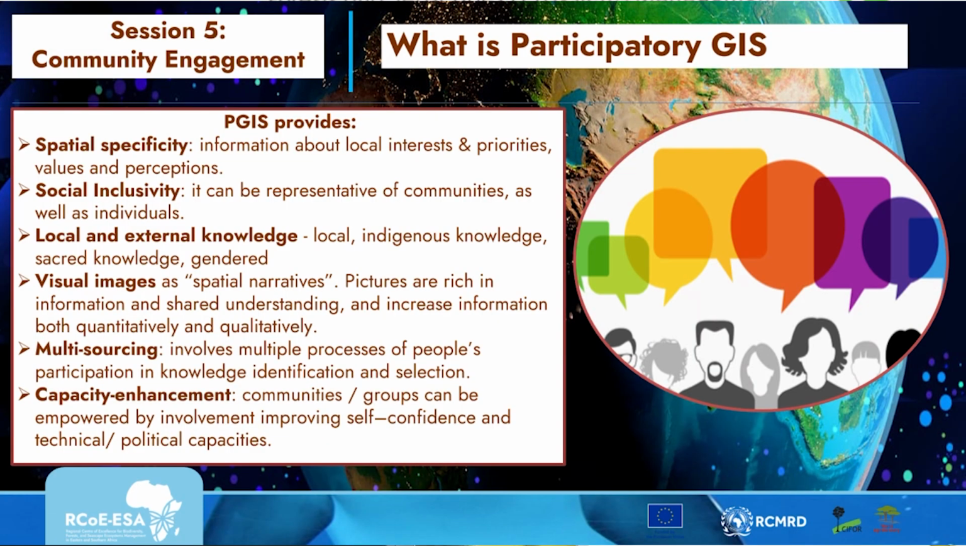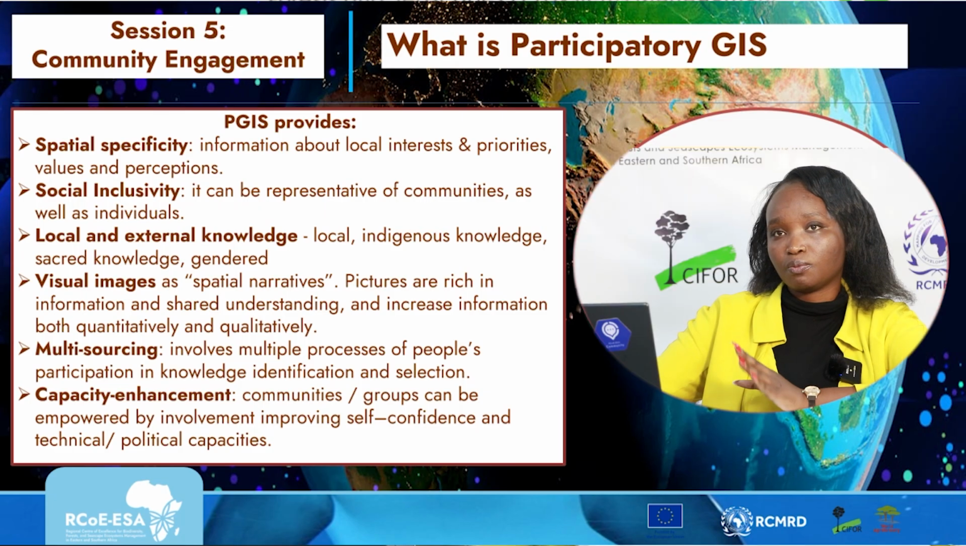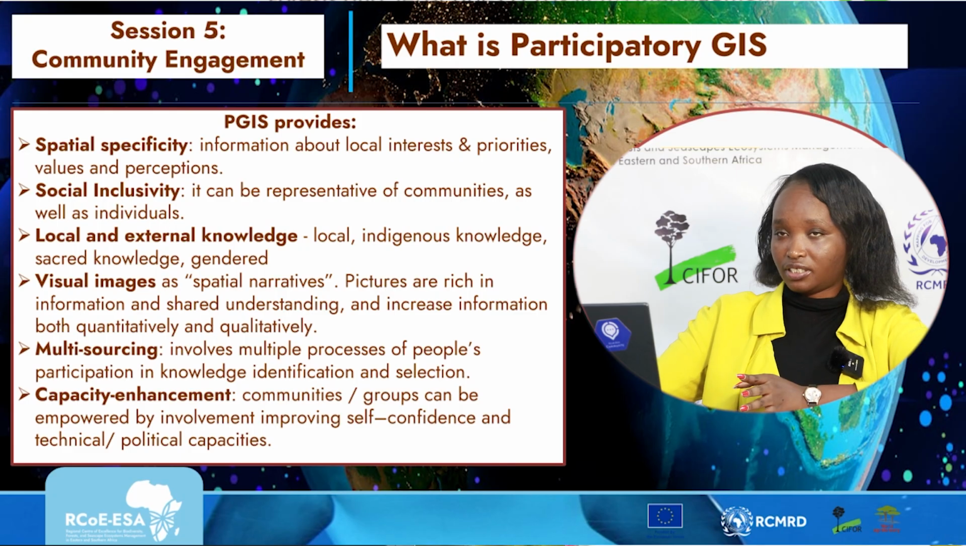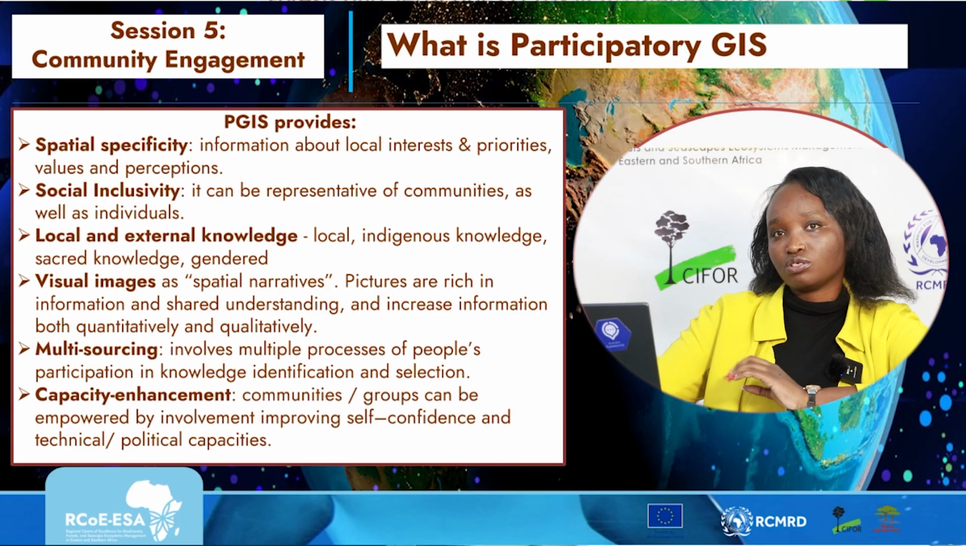What does participatory GIS provide? You get spatial specificity. This is information about the local interests of the people that otherwise could not be known at the office without their participation. There is also social inclusivity. You get to involve everyone that you're trying to develop for. There is also gaining local knowledge, and you also get to build the capacity of these communities and groups that you're trying to assist.